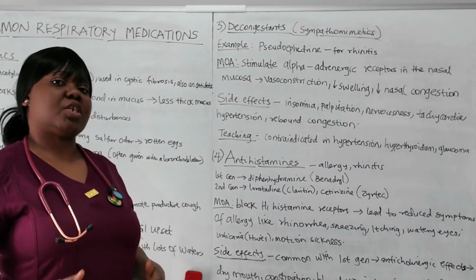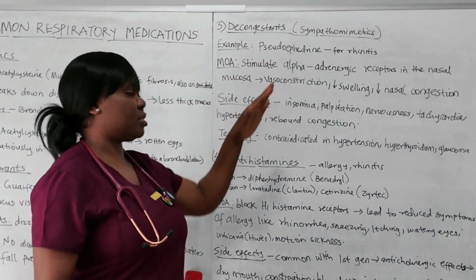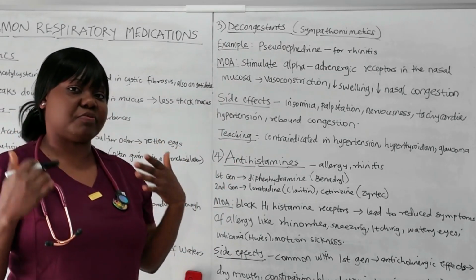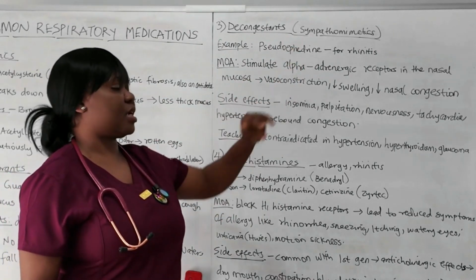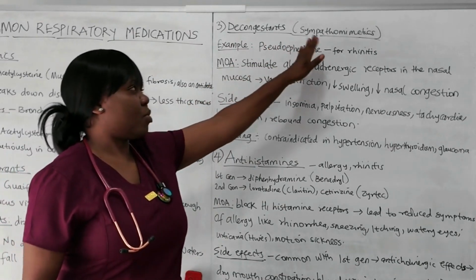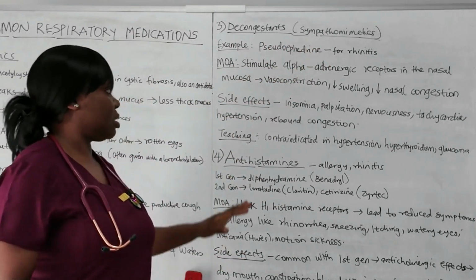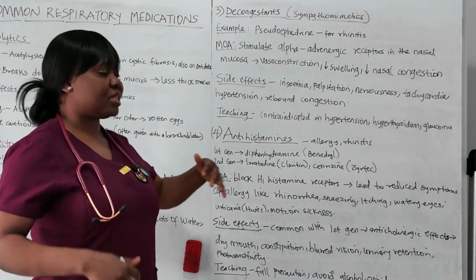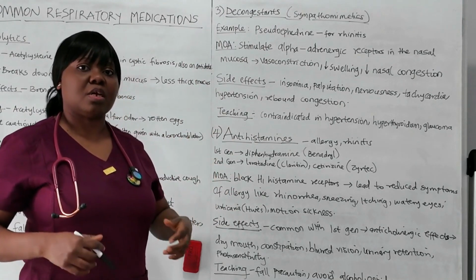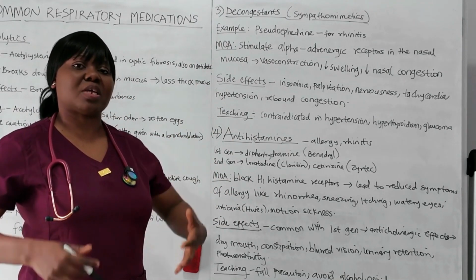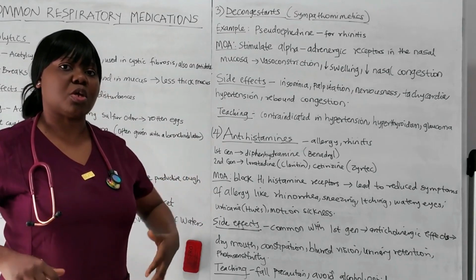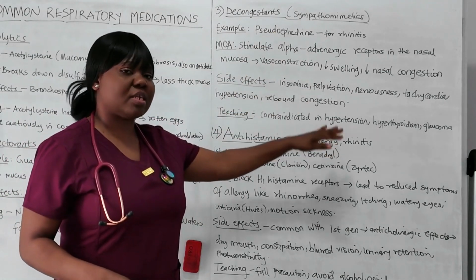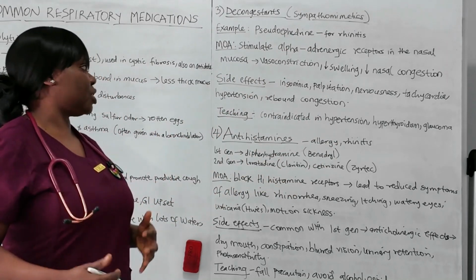Now, the third class of medication we'll be looking at is decongestants. As the name goes, decongestants decongest all that stuffiness the patient will feel. So in other words, they are used for rhinitis. Another name for decongestants is sympathomimetics. An example is pseudoephedrine, and the mode of action is to stimulate alpha-adrenergic receptors. We know that alpha-adrenergic receptors are responsible for vasoconstriction. So the essence is to cause vasoconstriction so that it can decrease swelling and decrease that nasal congestion.